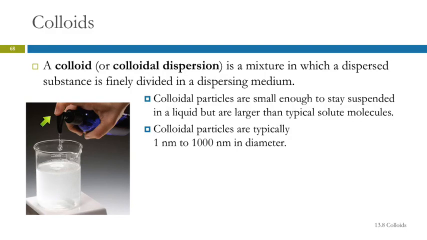So here's soap in water, and we see it's got sort of a cloudy appearance. That's not a precipitate. A precipitate would eventually fall out of solution. This is going to stay cloudy because those particles are small enough that they'll stay suspended. Gravity's not going to pull them down, but they're significantly larger than the water molecules. So colloidal particles are typically a nanometer to 1,000 nanometers.